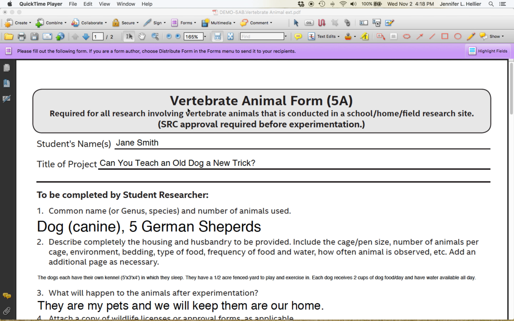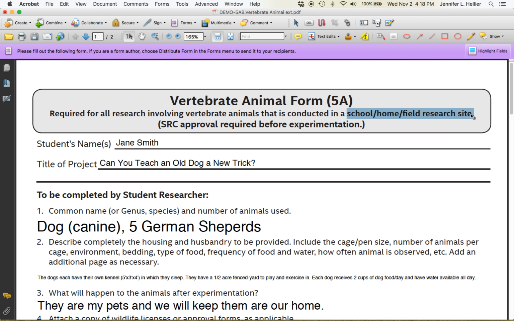We are now going to show you how to complete Form 5A, Vertebrate Animal Form. This is specific for all research involving vertebrate animals that is conducted at a school, a home, or a field research site. This must be approved by the SRC, the Scientific Review Committee at your school, prior to experimentation.